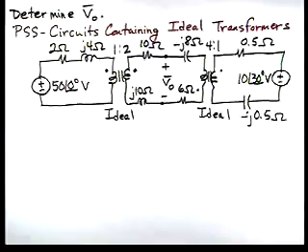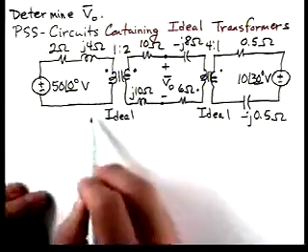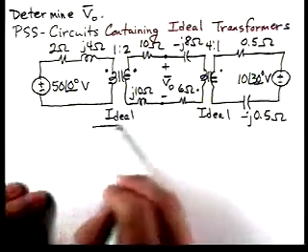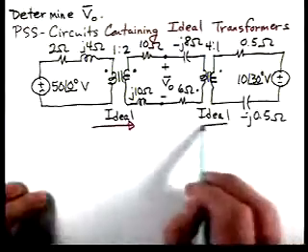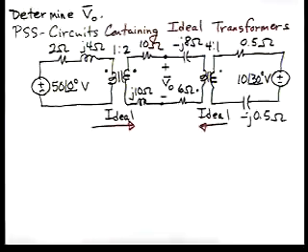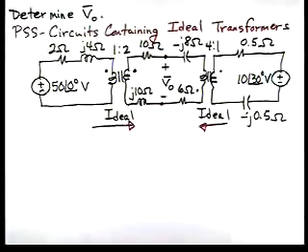And if we look at that, we're going to be reflecting things through transformers. And since we want to solve for V0, what we'll do is take everything in this side of this transformer and move it into the middle, and we'll do likewise for this transformer. So we're going to reflect everything into the middle here. We're going to eliminate both ideal transformers.